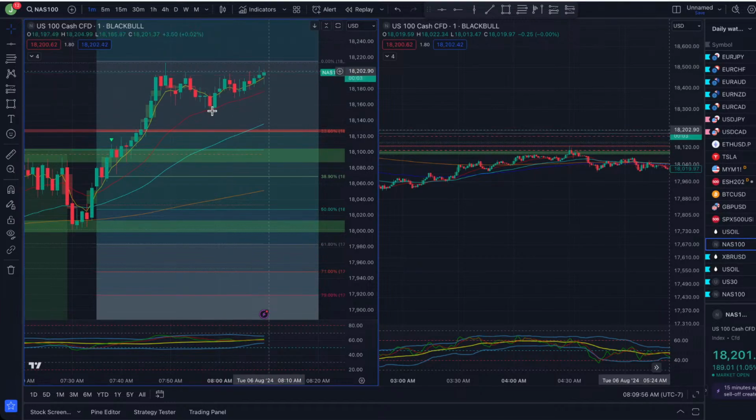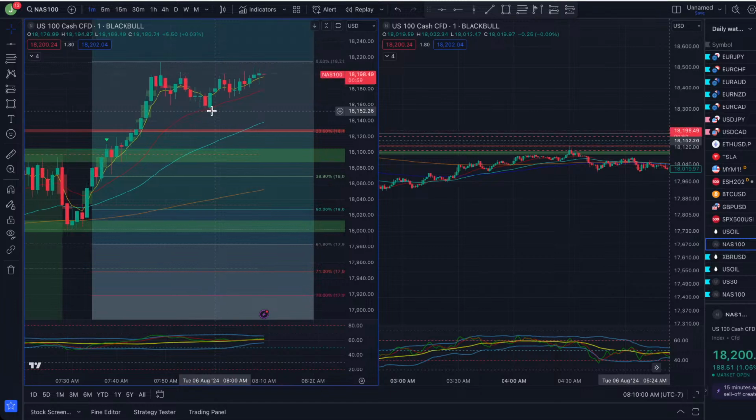What happens, it likes to create what's called an intermediate low. And then that creates a fair value gap. It dips into the fair value gap and pushes up. Right now there's no fair value gap here on the 1 minute. Even though it's bouncing off the 20 EMA, it's not good enough for us.